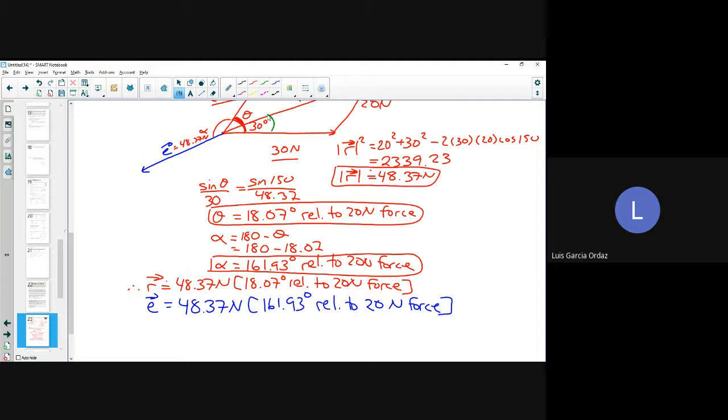11.93, that's completely fine as well. I don't mind that, but it's easier to find the angle relative to the 20 Newton side, because that is where we have the triangle with most of the information on it. Doesn't matter, it just adds more steps at the end of the day.